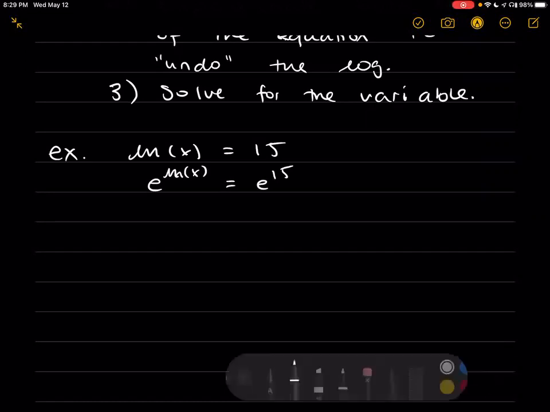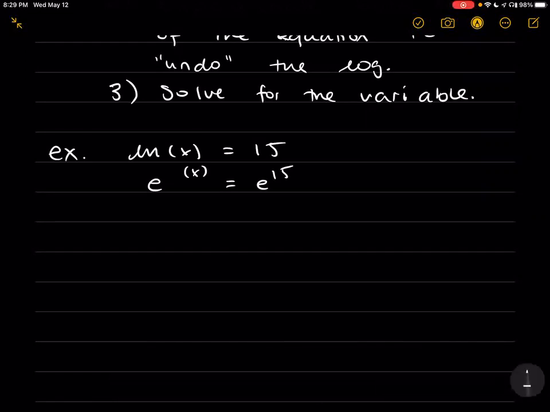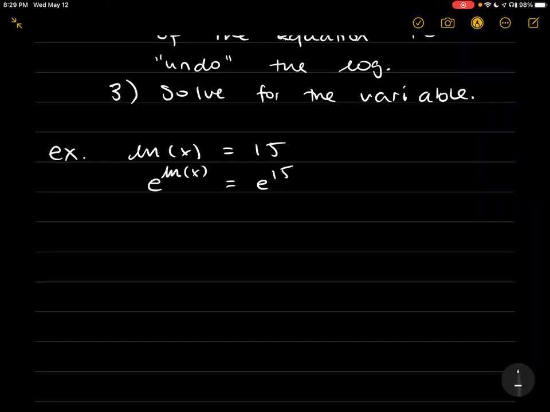And then, let me clean that up a little bit. Because ln is log base e, and we've got e raised to the natural log of something, we just get that x equals e^15. That's using property number 4 of logs.